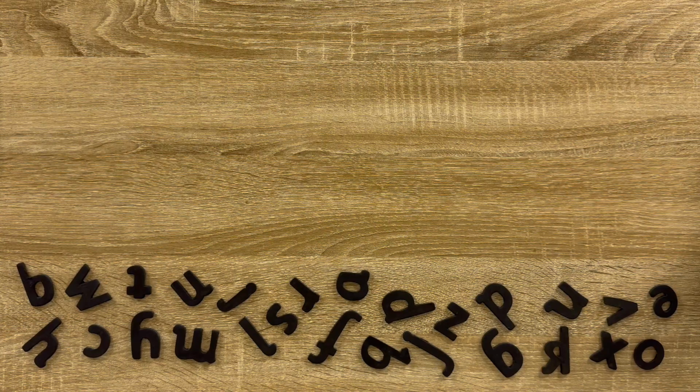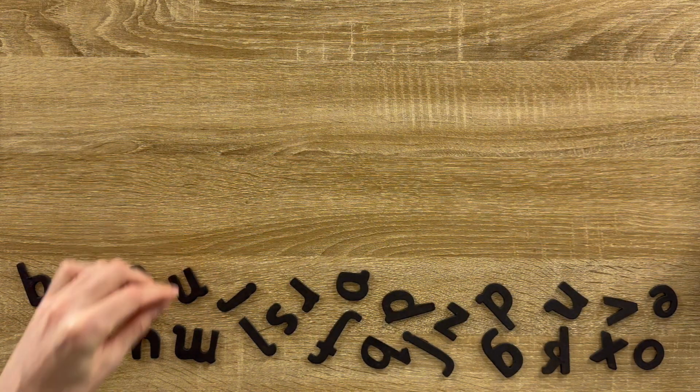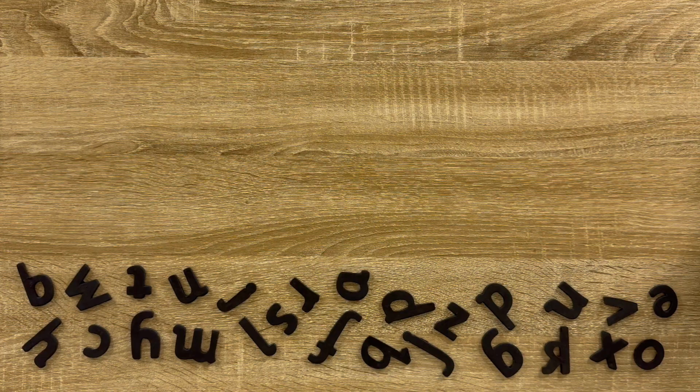Let's order the English alphabet from A to Z together. If you have physical letters like I do, you can do this at home, or you can simply follow along with me. So I've spread out all of my letters, which contain A to Z, and now I'm going to put them in order and make sure they're facing the right way.